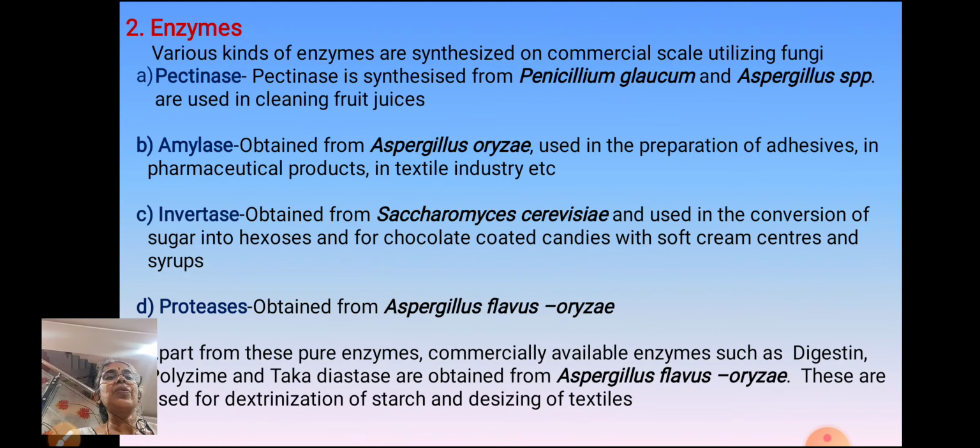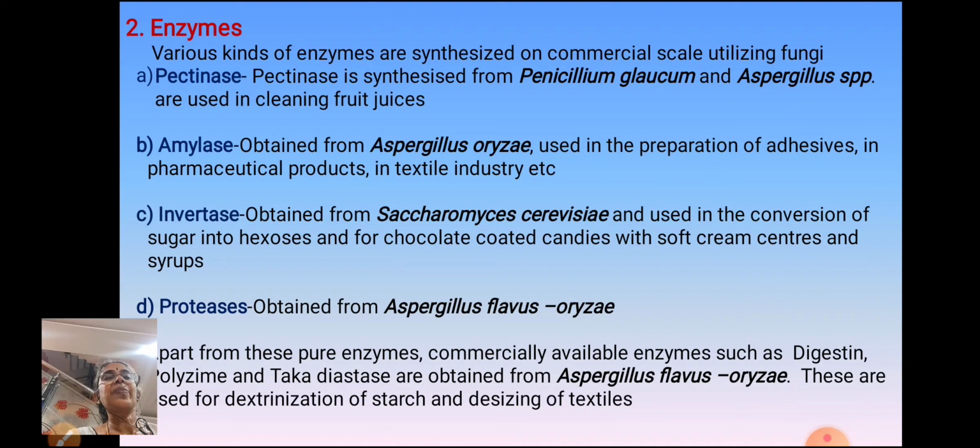Secondly, enzymes. Various kinds of enzymes are synthesized on a commercial scale utilizing fungi. Some of the important enzymes are pectinase, amylase, invertase, protease, etc. These are pure enzymes. Apart from this, the commercially available enzymes such as digestin, polyzyme and taka diastase are obtained from Aspergillus flavus oryzae. These are used in desizing of textiles and dextrinization of starch.